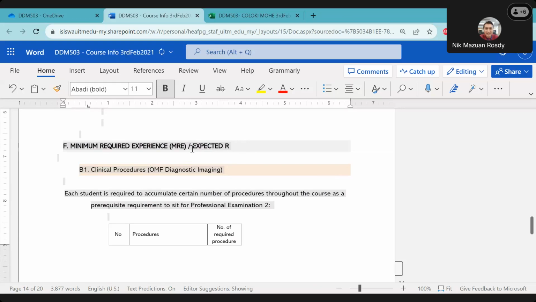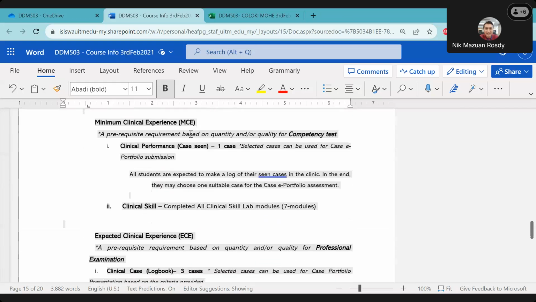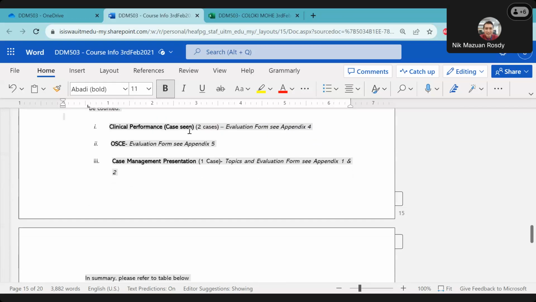No, it is MCE, minimum clinical experience. ECE is expected clinical experience, right? Expected clinical experience, ECE. All right. And then actually another one is competency. So you can explain everything here. So you can put the MCE, ECE, and also the competency. Okay.